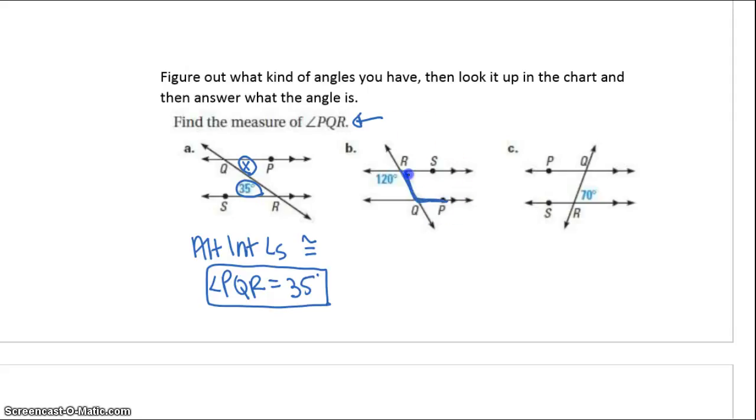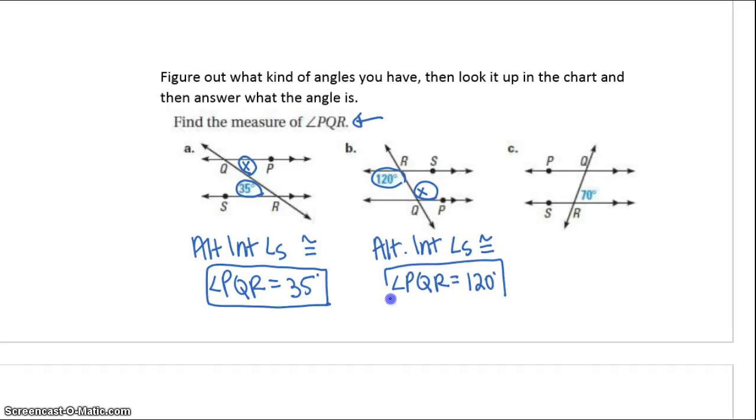PQR, there it is, PQR. So we'll put a little X there. That's the angle we're looking at. So we have this angle and we have this one. Alternating, or same side? Alternating. Boom. Both inside or both outside? Both inside. So again, alternate interior angles. And remember, we just said that those are congruent. So that means angle PQR is equal to 120 degrees. Or you could put X equals 120 degrees. I will take both. Let's look at C.